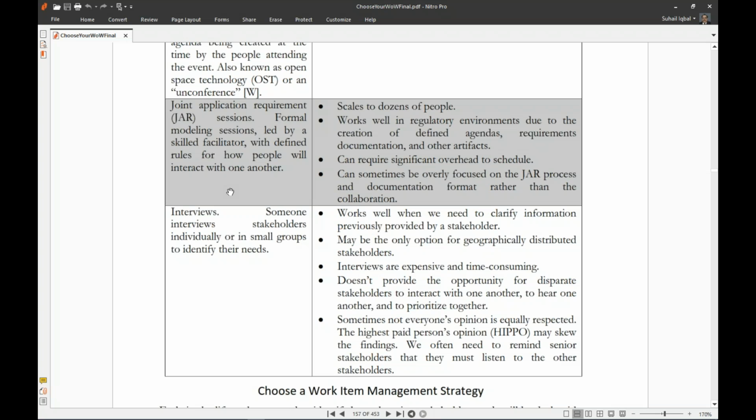Can require significant overhead to schedule. Can sometimes be overly focused on the JAR process and documentation format rather than the collaboration.